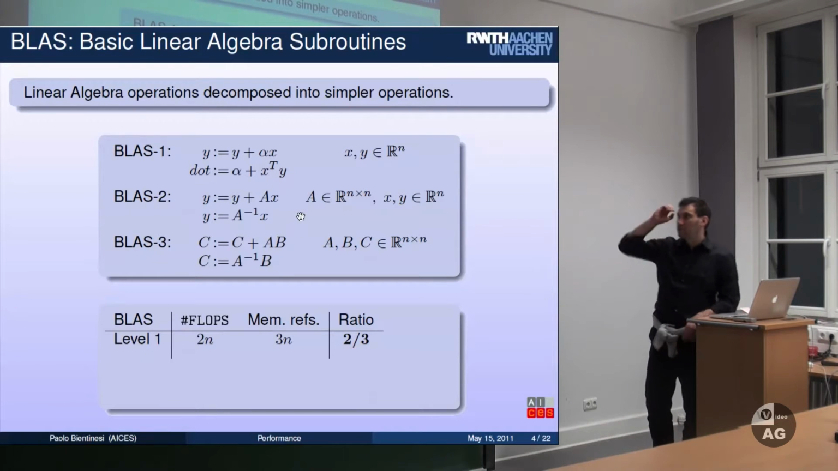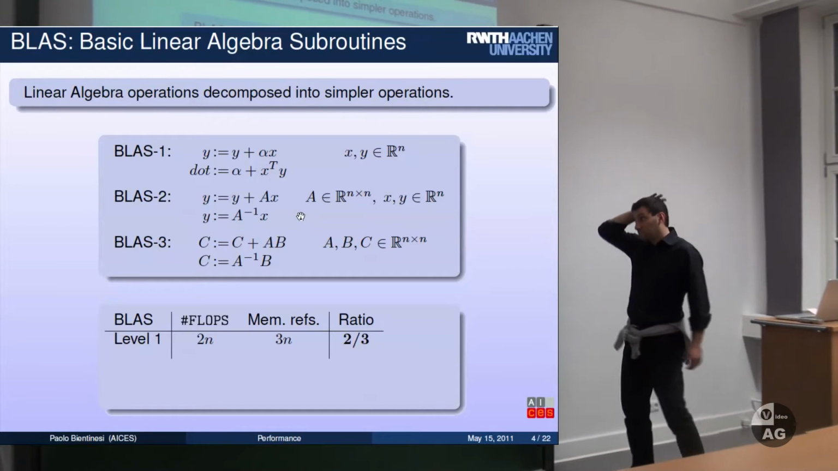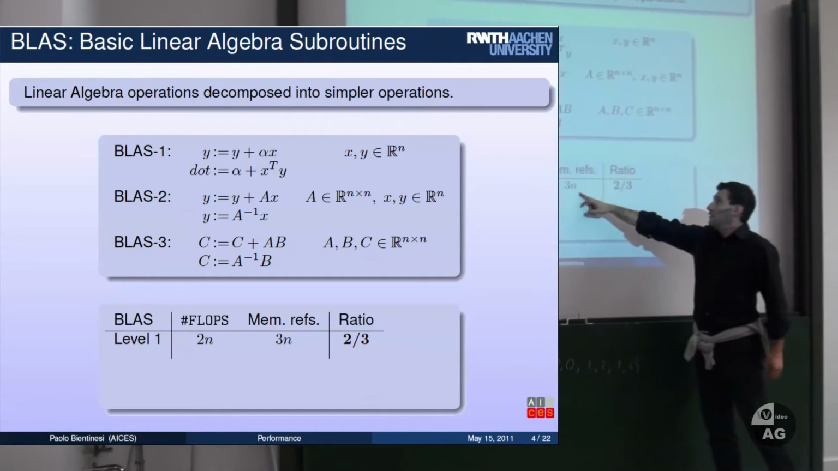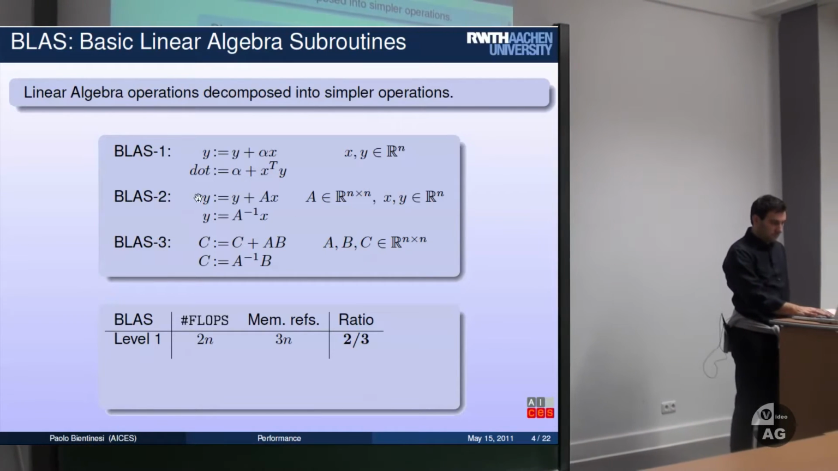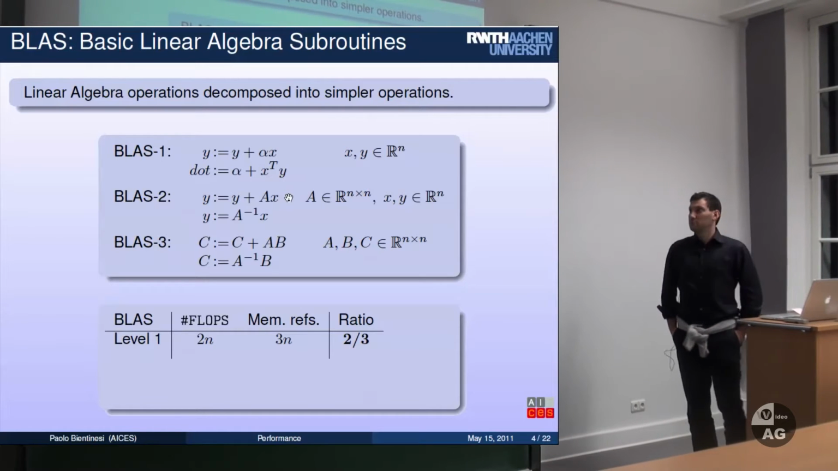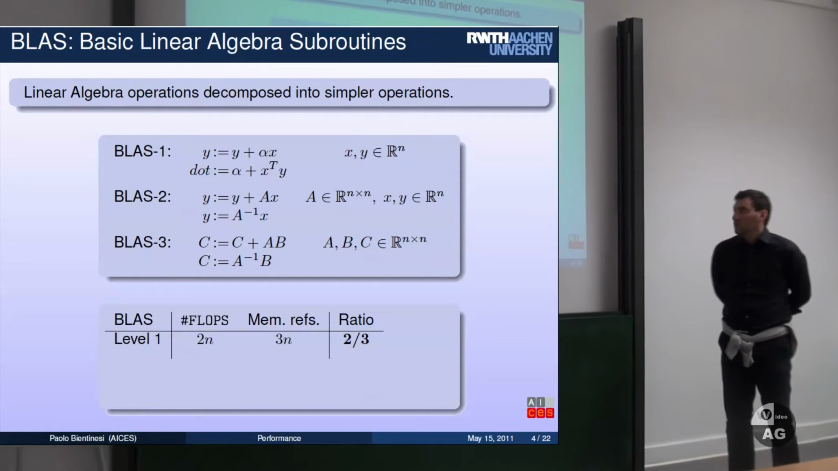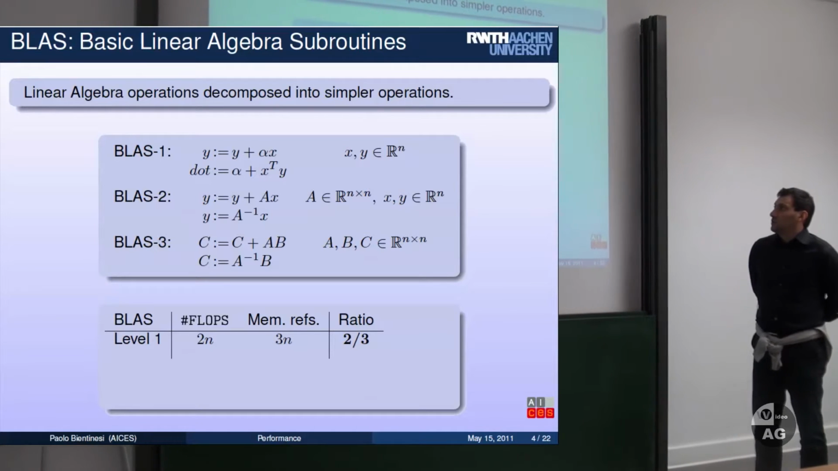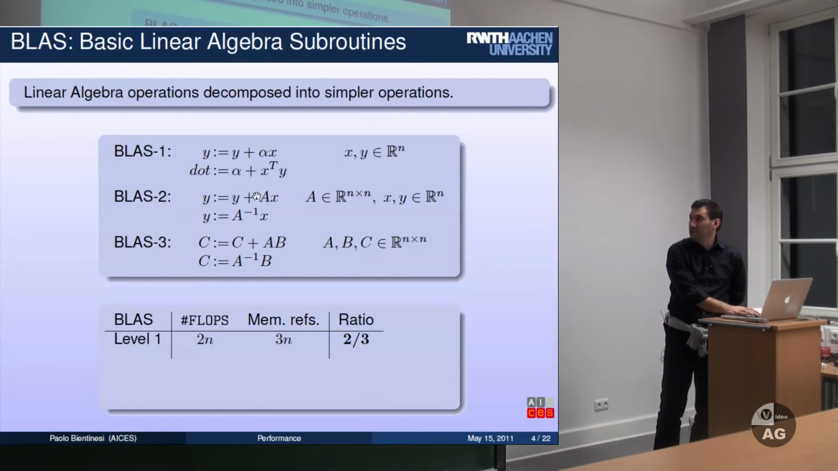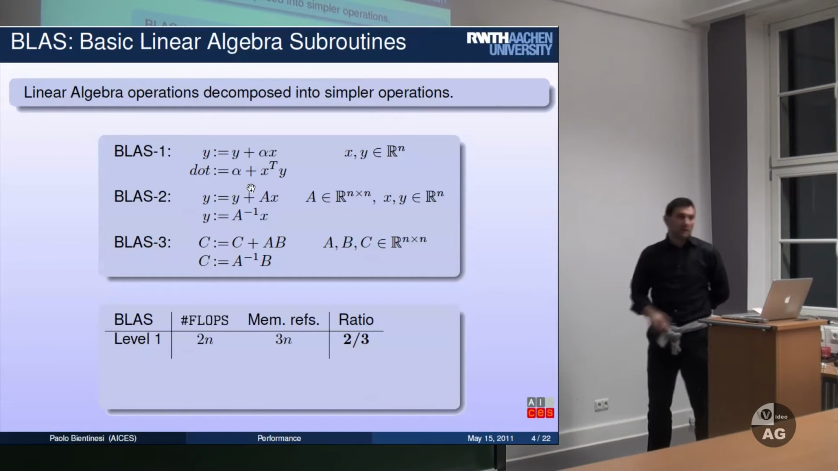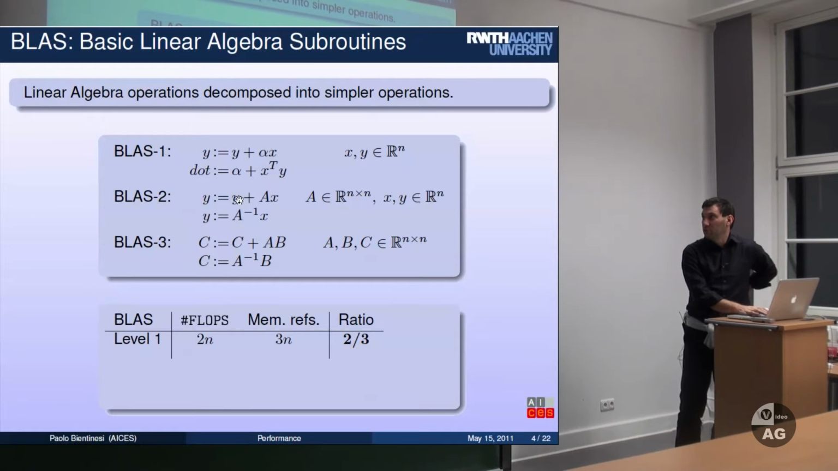Okay, let's look at BLAS 2. What happens in BLAS 2? How many memory references do we have? Yes, n square. I like that because now we have to read a matrix, which is n square. Then, yes, of course, we also have to read two vectors, and then we have to write a vector. But the order of magnitude is n square to read the matrix.